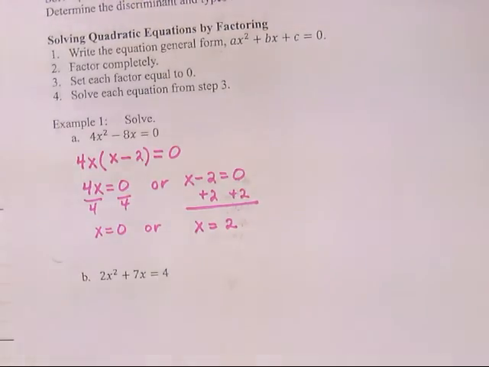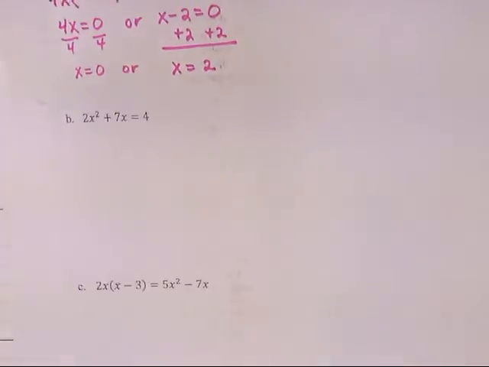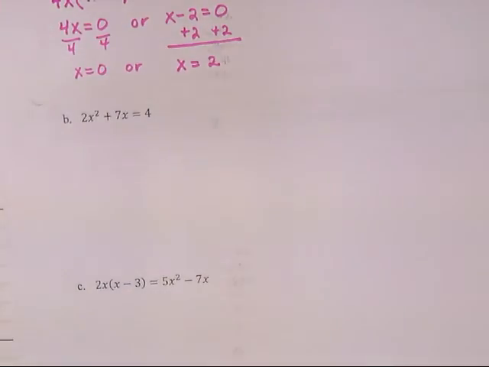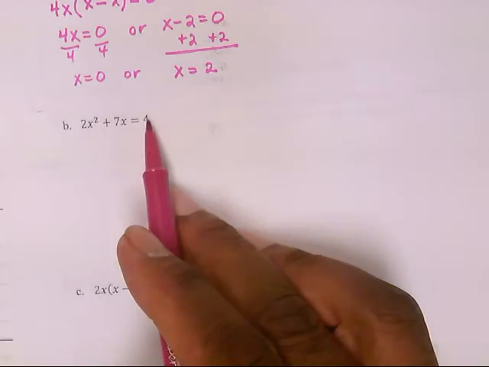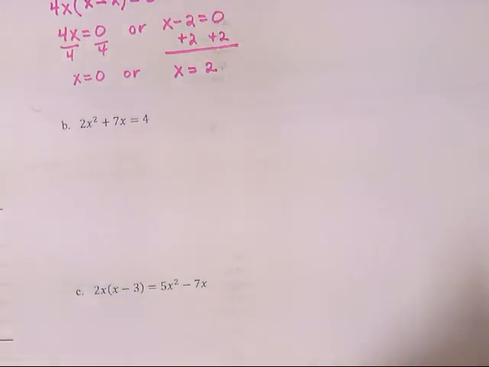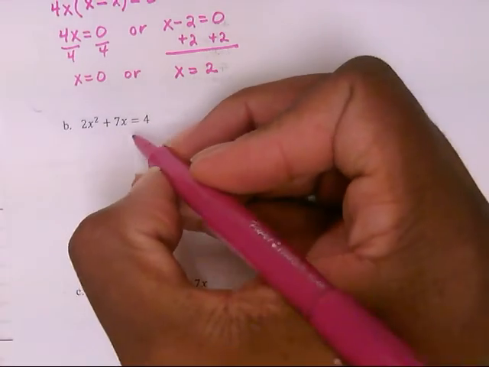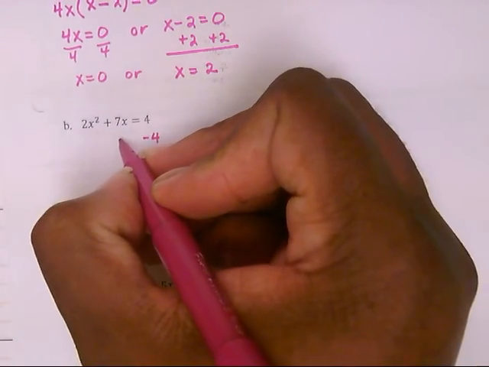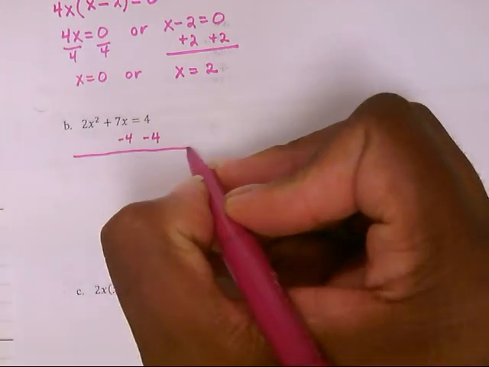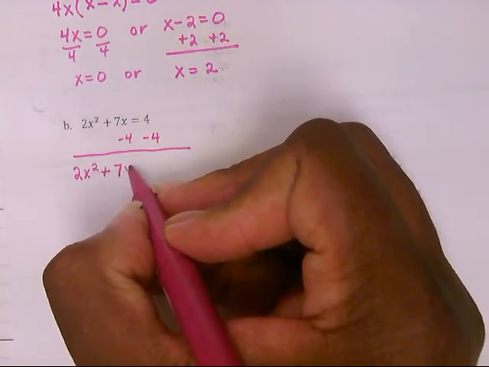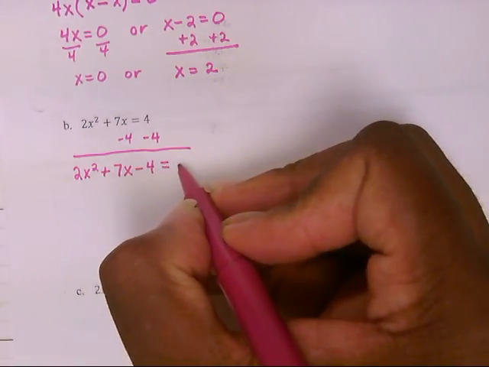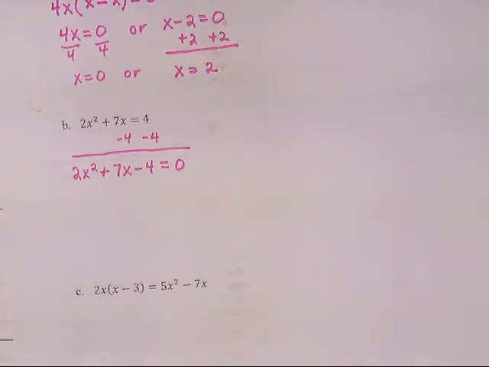Alright, part B. We got 2x squared plus 7x is equal to 4. And we want to solve this by factoring. Well, we need to move the 4 over to where the 2x squared plus 7x is. So in this case, we need to subtract 4 on both sides. This side I'll have 2x squared plus 7x minus 4, and that's going to be equal to 0.